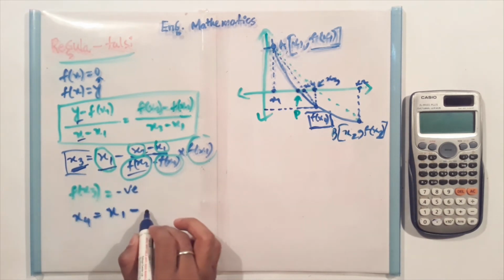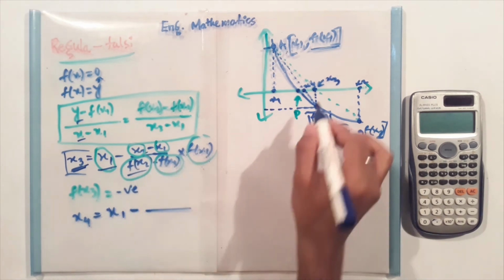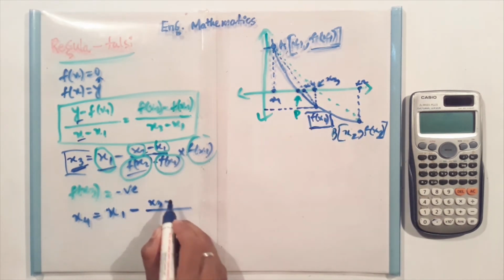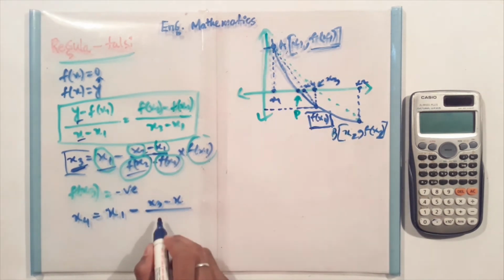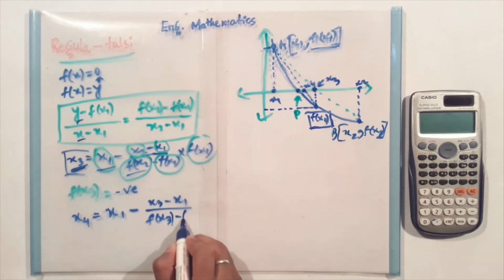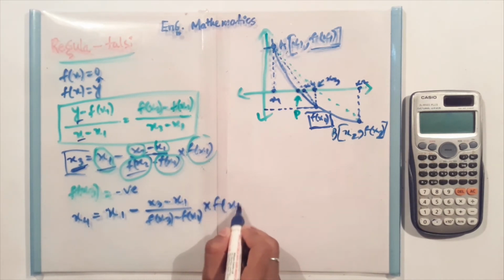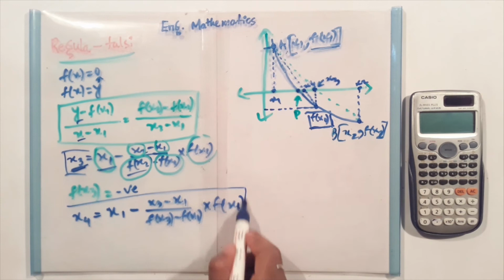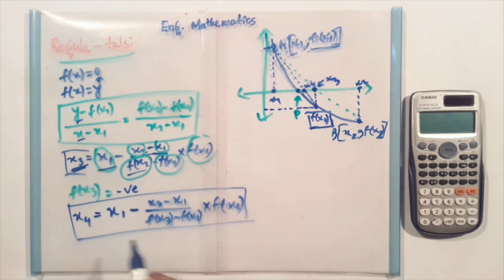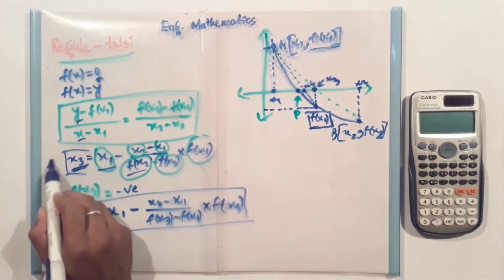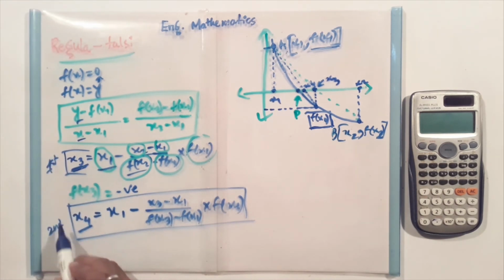Rewriting this equation, x2 will be replaced by x3 and x1 will remain the same: x4 is equal to x1 minus (x3 minus x1) over (f(x3) minus f(x1)) multiplied by f(x1). So this is our second approximation. This is our first approximation, and this is our second approximation.